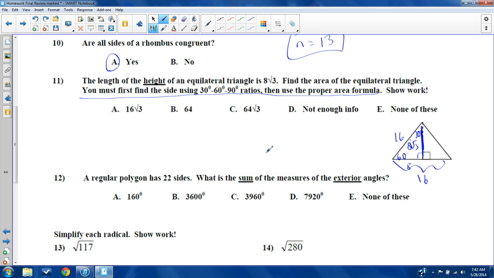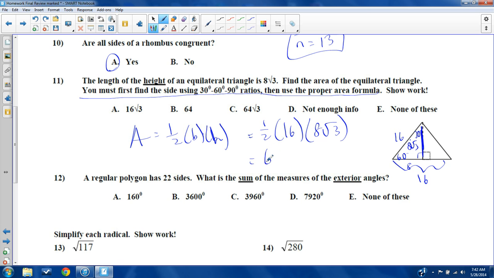This is 16. Area of a triangle is half base times height. Not base times base. Base times height. So that's 1/2, 16, remember the whole triangle, times 8 root 3. Half of 16 is 8. 8 times 8 is 64. So we're looking at an area of 64 root 3 square units. So our area of the whole equilateral triangle is 64 root 3.